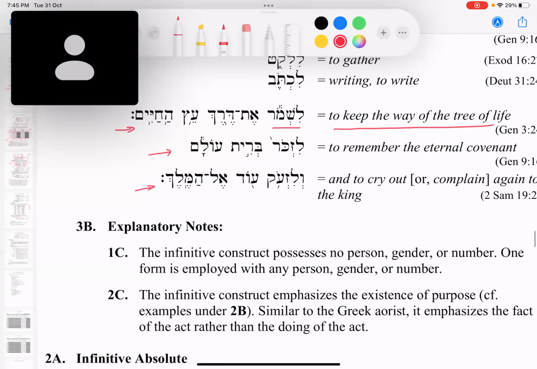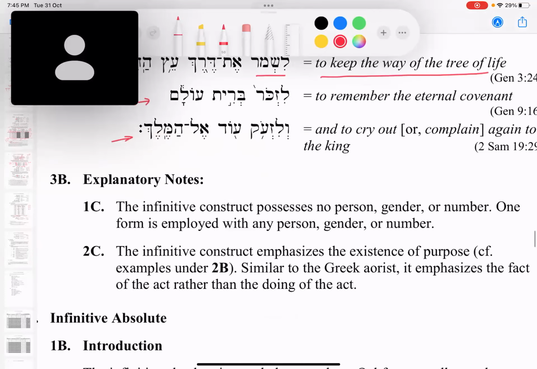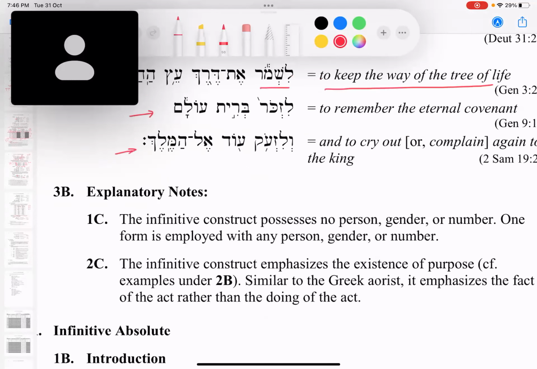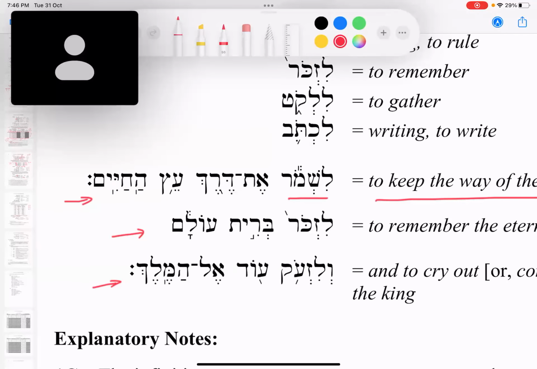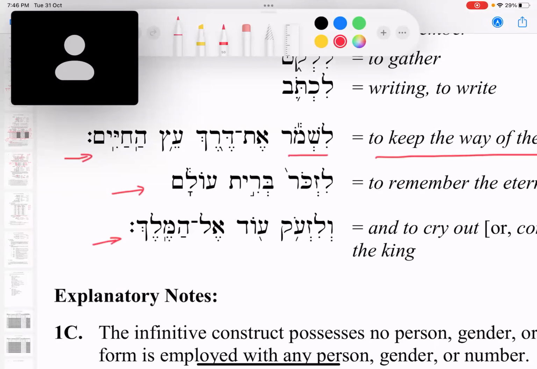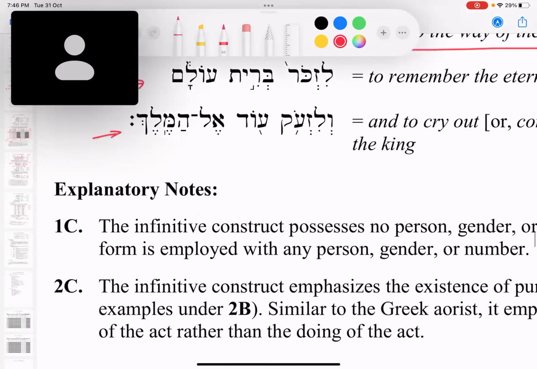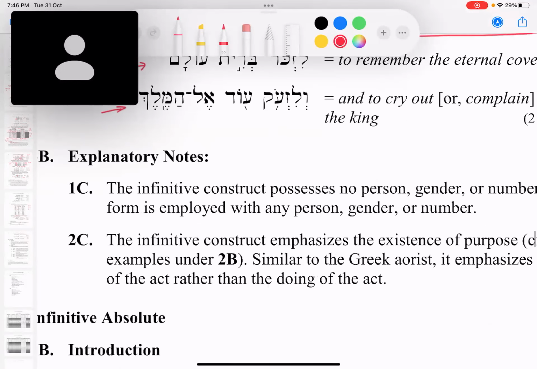Now, a very important thing, the explanatory notes. The infinitive construct possesses no person, gender, or number. One form is employed with any person, gender, or number. In every case, no matter what the number or gender, it has no form of any number or gender. Lishmore, to keep. Liskor, to remember. Liz Oak, to cry out. So the very important thing is that it possesses no person, gender, or number.